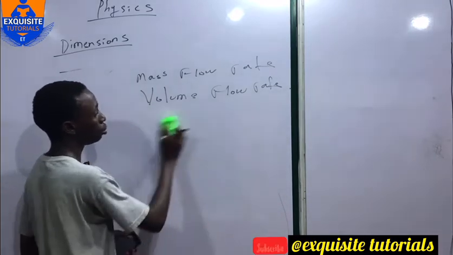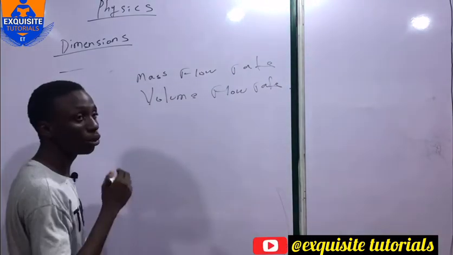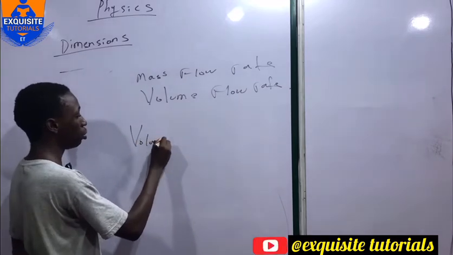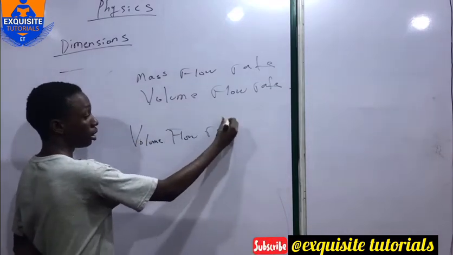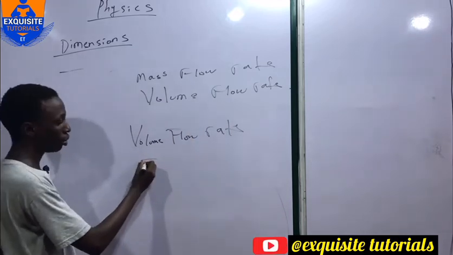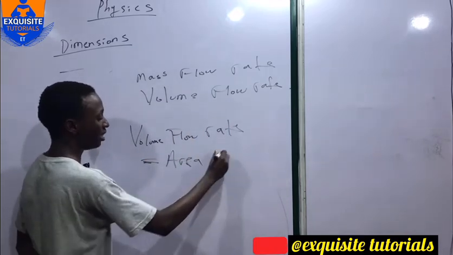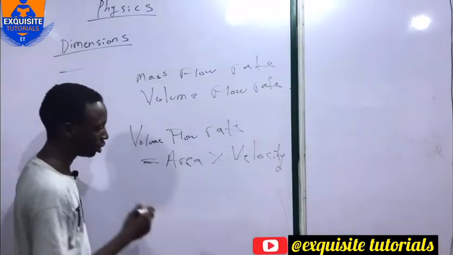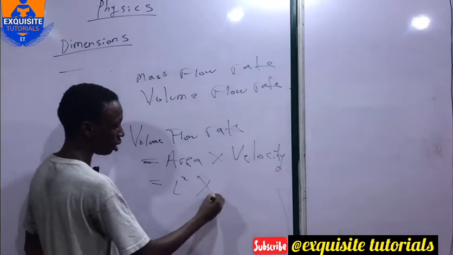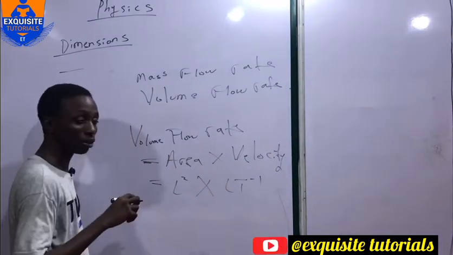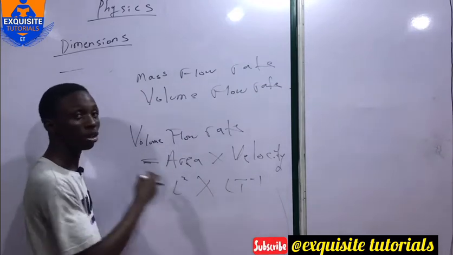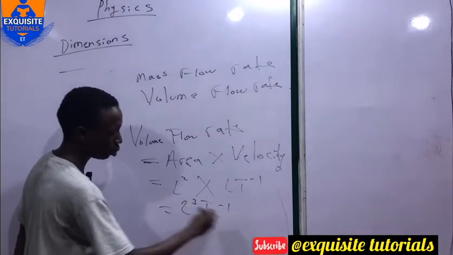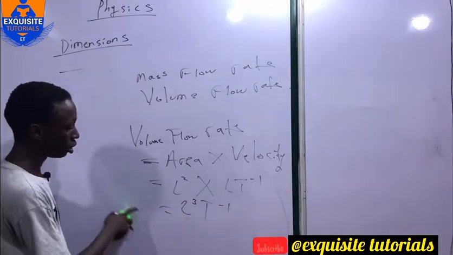Now, let's start from volume flow rate. Volumetric flow rate, or volume flow rate, is equal to area times velocity. So that will be equal to L squared times LT^-1. Please, if you don't understand how we got L squared or LT^-1, you can go to the previous examples. That will be L^3T^-1 for volume flow rate.